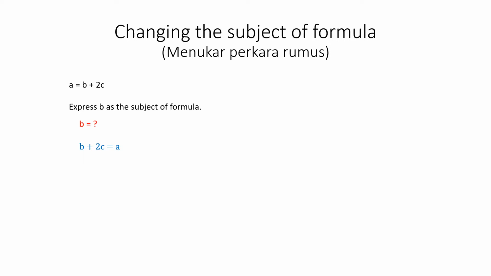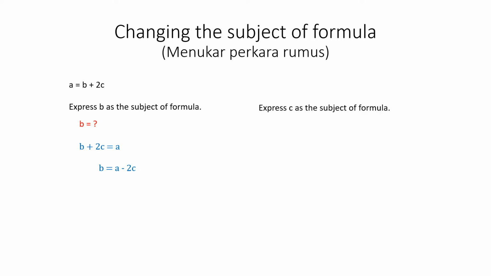So the plus 2C, when I move it to the other side, becomes minus. So the plus becomes minus. So B equals A minus 2C. If it is minus, move to the other side, it becomes plus. Let's look at another example.